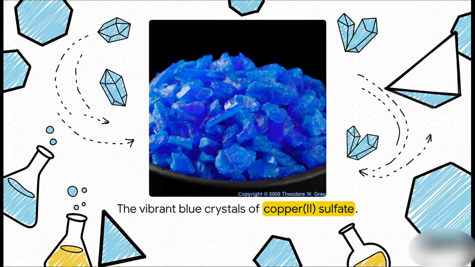I mean, just look at these. The color, the perfect angles. This is copper sulfate. There's a hidden order here, a precise recipe behind creating something this pure. So how does a chemist actually go from a couple of basic chemicals to these flawless crystals? That is exactly what we're going to break down.